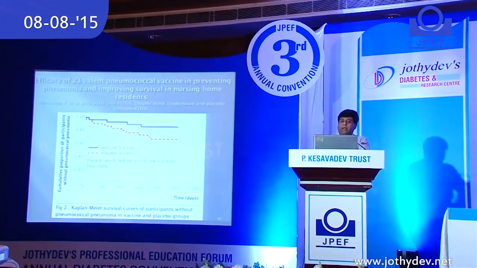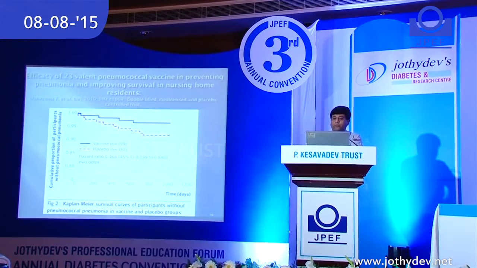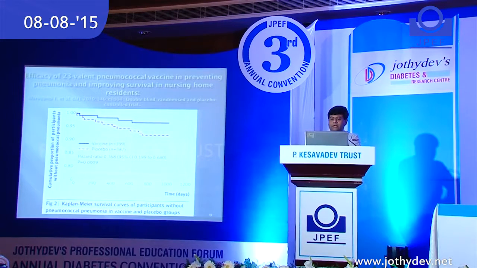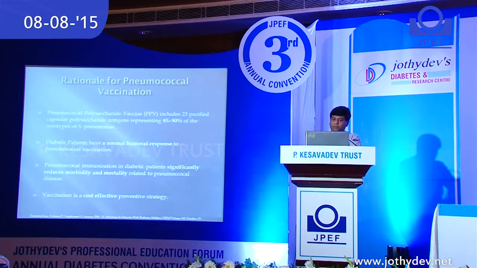When the efficacy of the 23-valent pneumococcal vaccine in preventing pneumonia and improving survival in nursing home residents was assessed, it was also found to have good results in hospitalized patients. So ultimately, the rationale for using pneumococcal vaccination is that the pneumococcal polysaccharide vaccine includes 23 purified capsular polysaccharide antigens representing 85 to 90% of the serotypes of Streptococcus pneumoniae. Diabetic patients have a normal humoral response to pneumococcal vaccination, so it can very well be used.